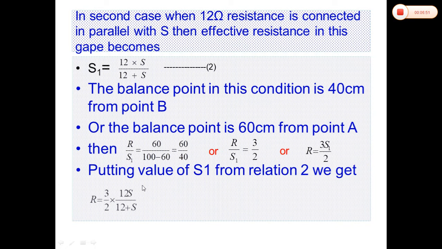So R becomes equal to 3 by 2, in place of S1 we substitute this one, 12S upon 12 plus S. Now take this S on the left side. So we got R by S is equal to 3 by 2 into 12 upon 12 plus S. Students, in equation number 1, the value of R by S was 2 by 3, and in this relation it is 3 by 2 into 12 upon 12 plus S.